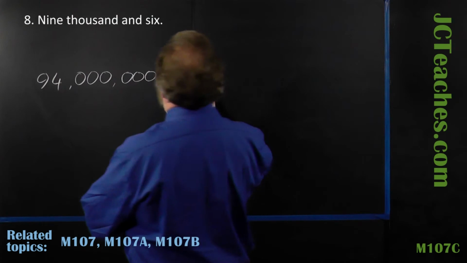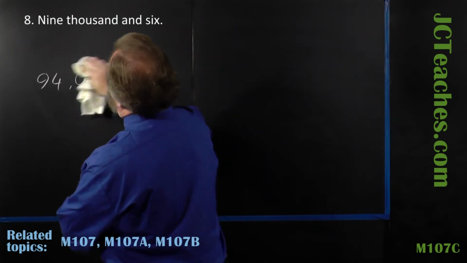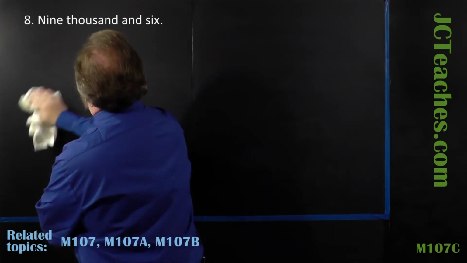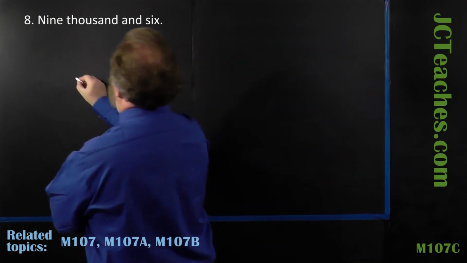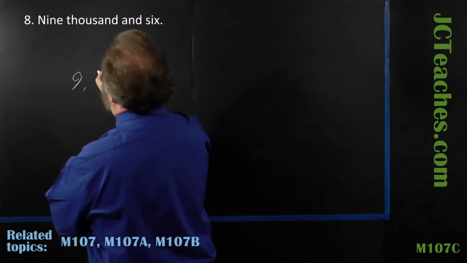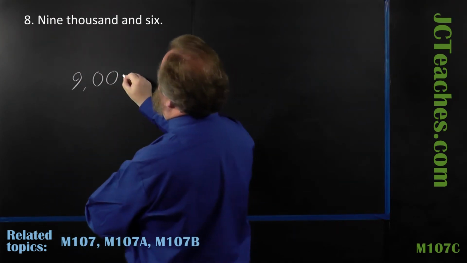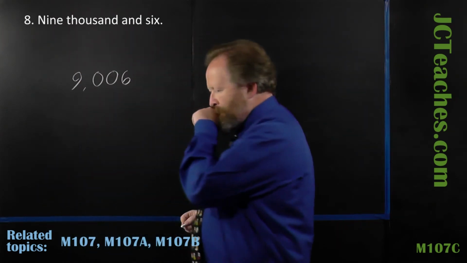Right, last one. 9,006. Okay. Well, the rightmost 3 digits is hundreds, tens and units. The next 3 digits is thousands. We've only got 9,000. So we've got 9,000, no hundreds, no tens, and 6.